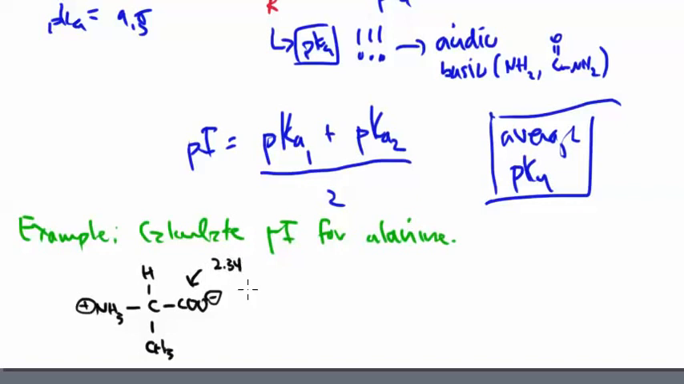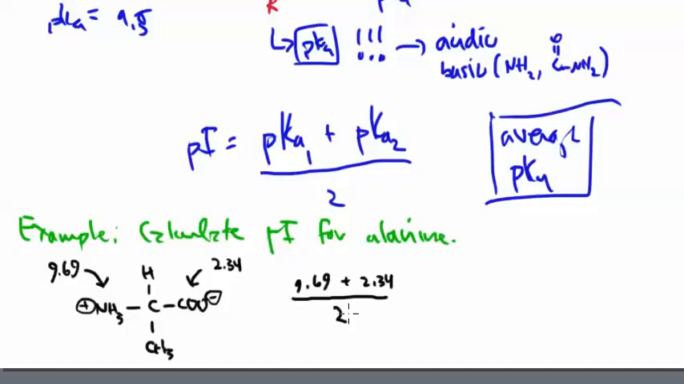Now, if I look on that same chart and find the pKa for the NH3 group, this is 9.69. So I'm given the task to calculate the pI value. I just take those two numbers and I get an average. That's all that I do. So I'll take 9.69 and I'll add 2.34 to it, and then I divide by 2. It's as simple as that. It can't really get any harder at all.